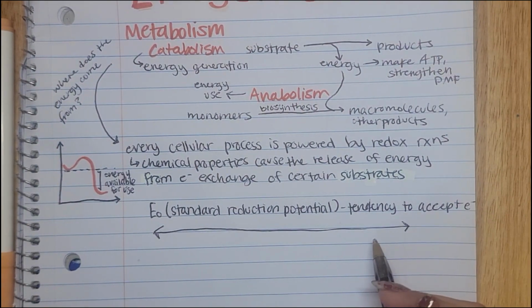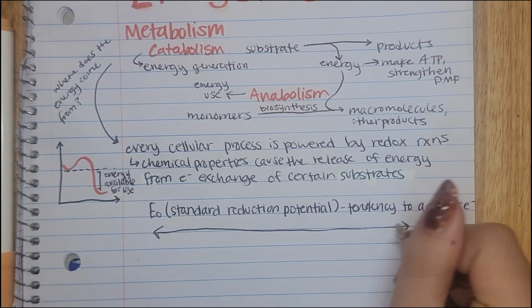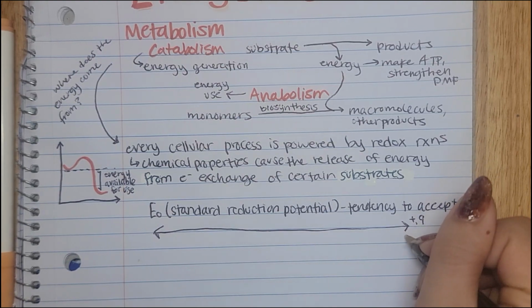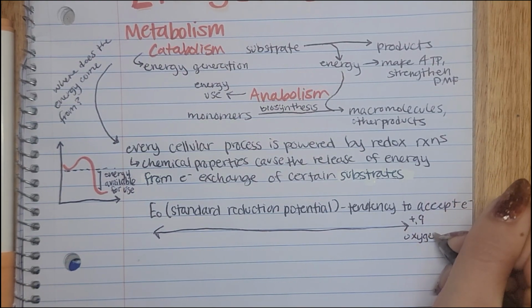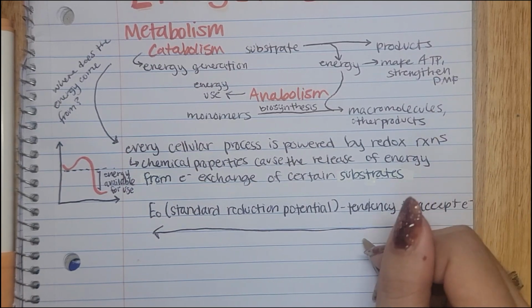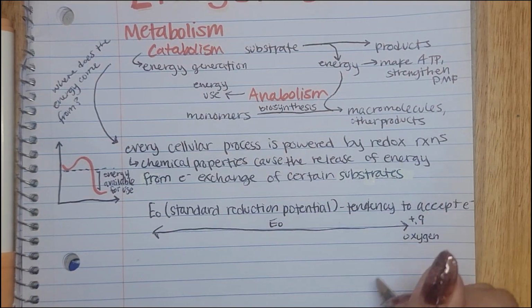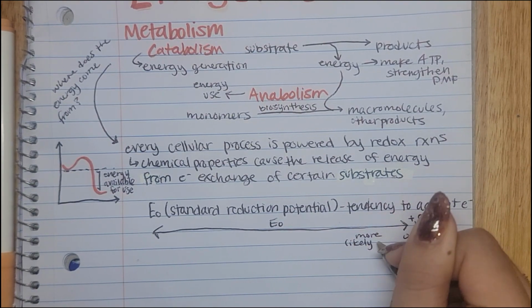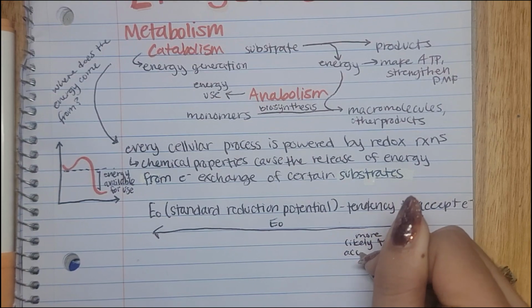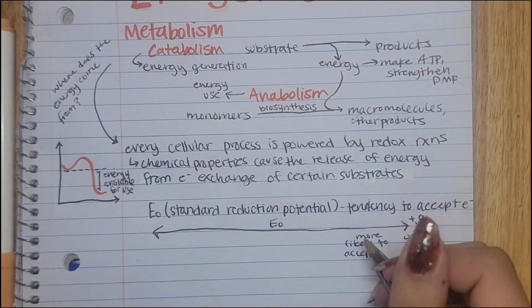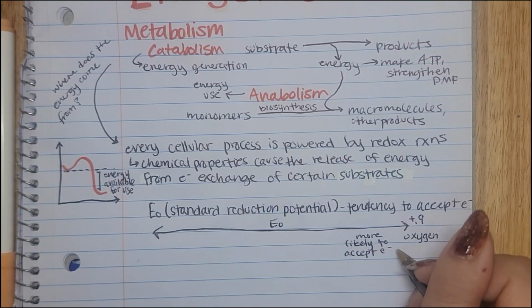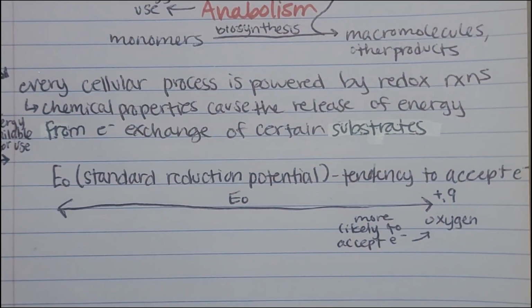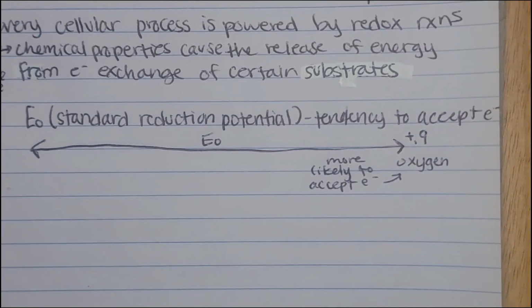Some people get a little bit confused by this scale. As we increase in value, we can be up to, for example, positive 0.9. So this would be something like oxygen. This is our E naught, more likely to accept electrons than something on this end of the spectrum. Because its reduction potential is higher, it's more likely to be reduced.